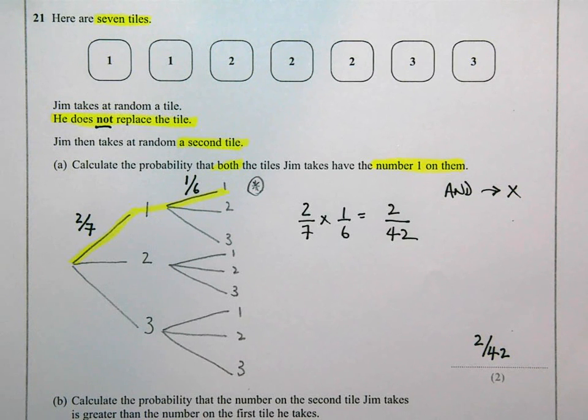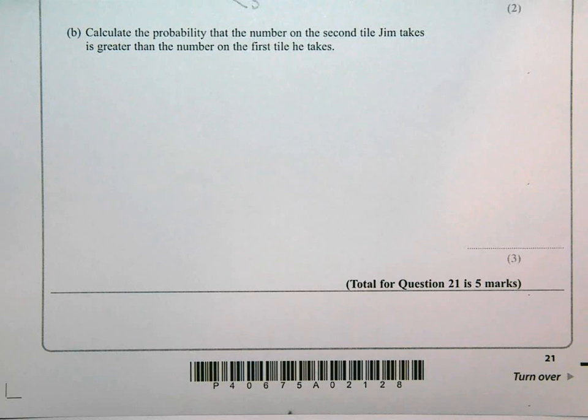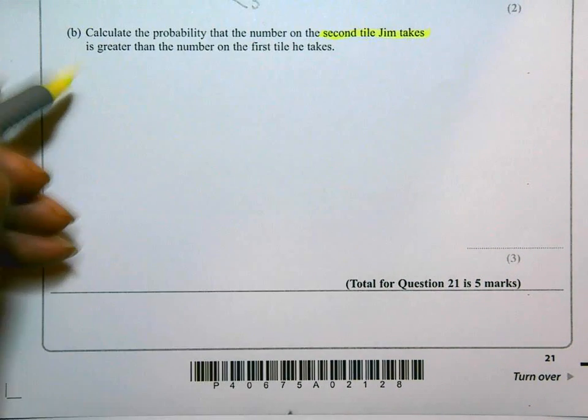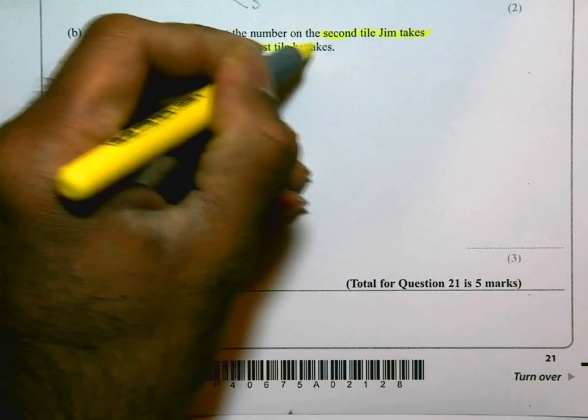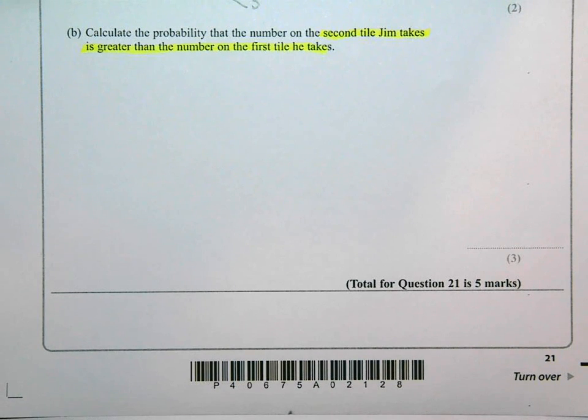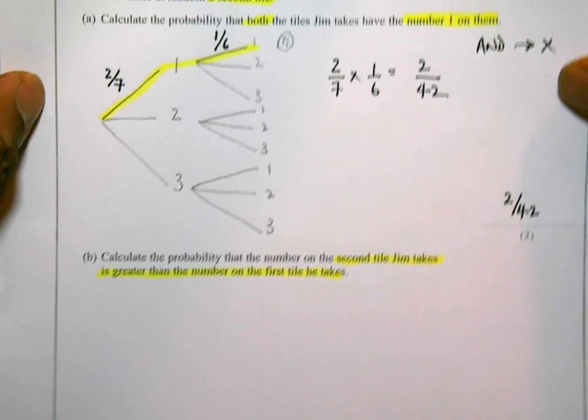In part B, it says calculate the probability that the number on the second tile Jim takes is greater than the number on the first tile. So you want to work out the probability that the number on the second tile is bigger than the number on the first tile. To do this, I'm going to go back to my tree diagram from the previous part. I'm going to try to keep both of them together there.